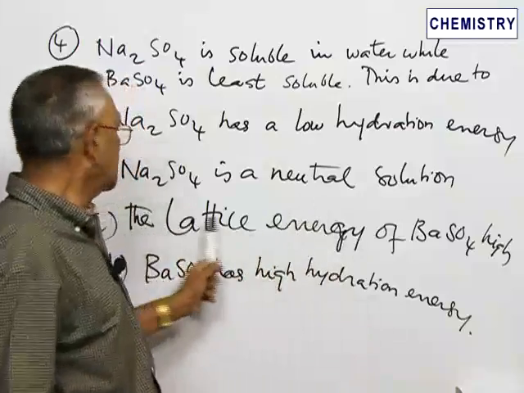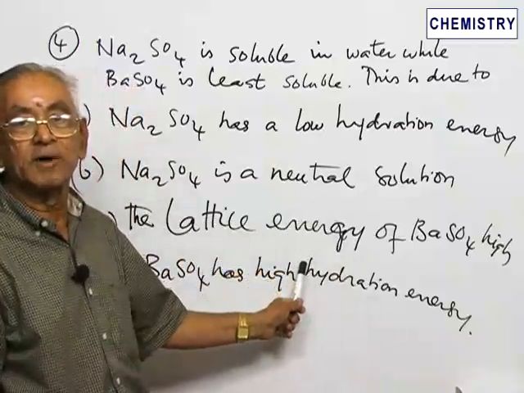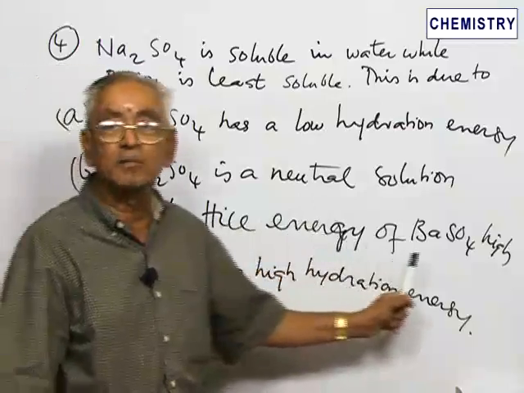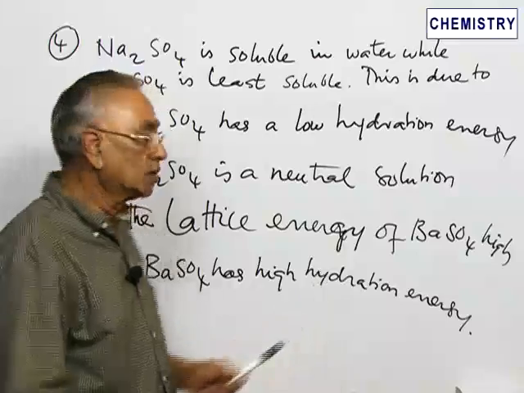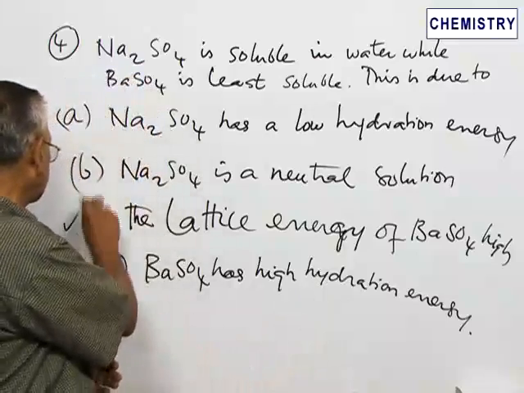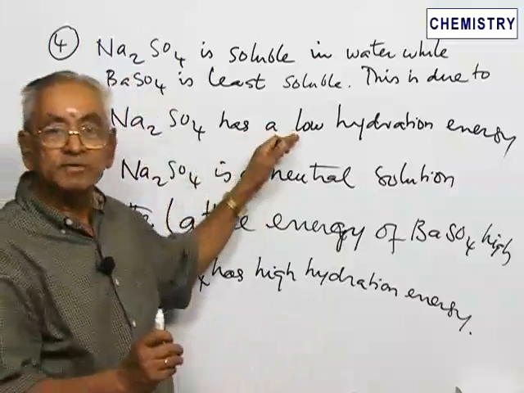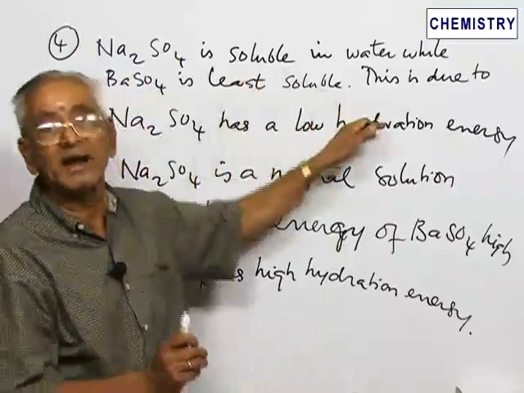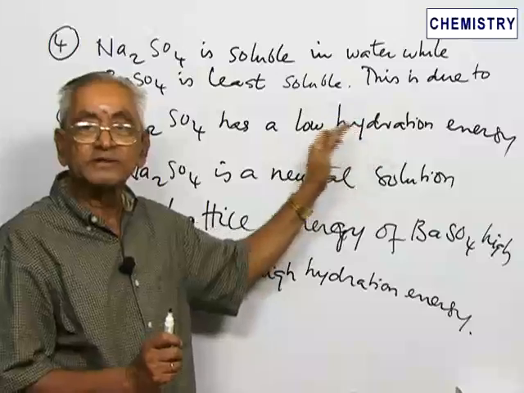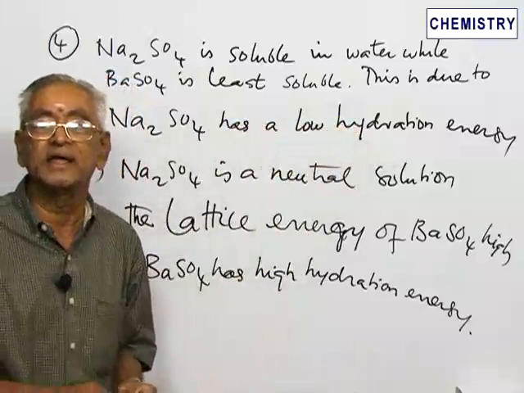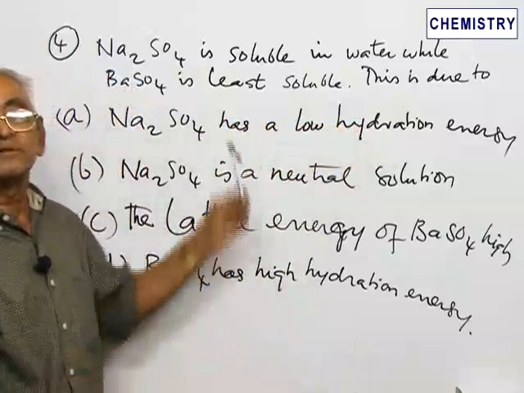The third option is the correct option, that is, the lattice energy of barium sulfate is very high. So the answer for this question is C. Equally, another answer can be given. Sodium sulfate has a higher hydration energy. If a substance has a higher hydration energy, then the substance will be soluble.